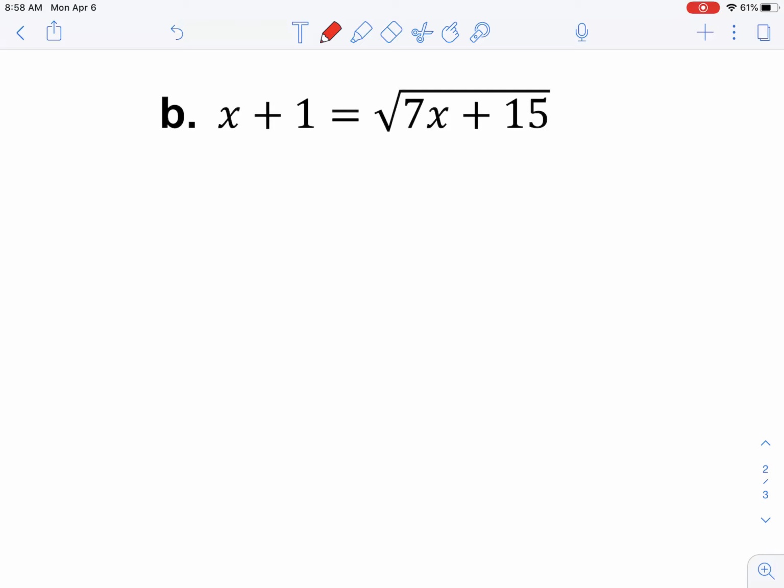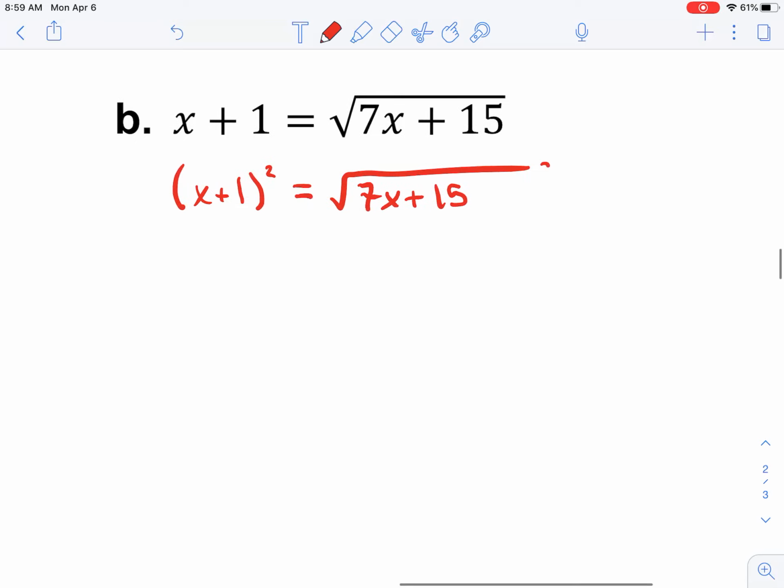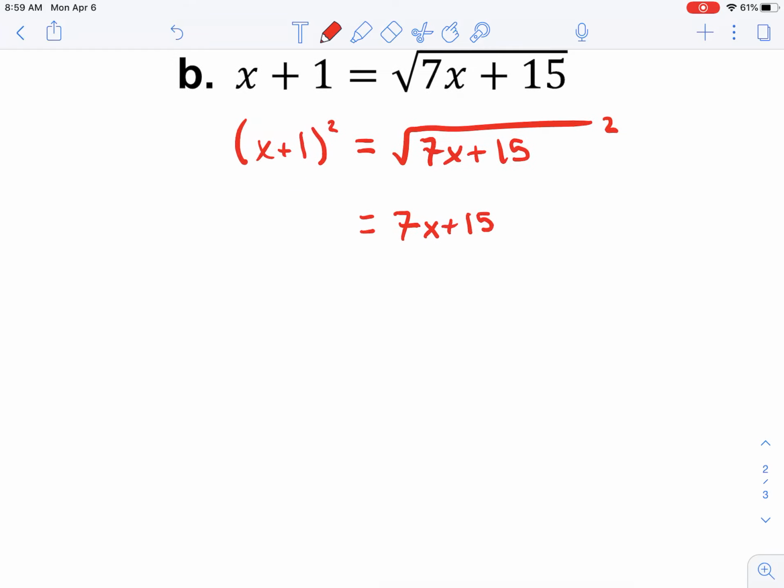So for B here, remember we have a square root on the right side, so we want to get rid of that by squaring both sides. So you need to be careful here. The first side we're going to put in parentheses because we have to square this whole side as well. Whatever you do to one side, you have to do to the other side. That's our golden rule of algebra, right? So when you square the right side, it looks nice. That just becomes 7x plus 15. When you square the left side, though, remember it's not x squared plus 1 squared. You have to expand it.